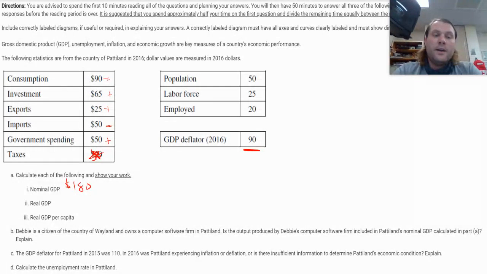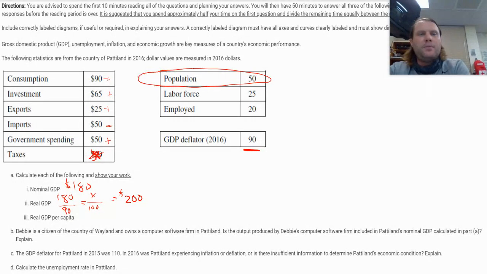Now our real GDP, we do what we did on the previous problems. So 180 over 90 is the same as what over 100? Do that quick math, cross multiply, and it should equal $200 for our real GDP. Real GDP per capita, we have to take into account this population. 200, our real GDP in this case, divided by our population of 50 equals $4.